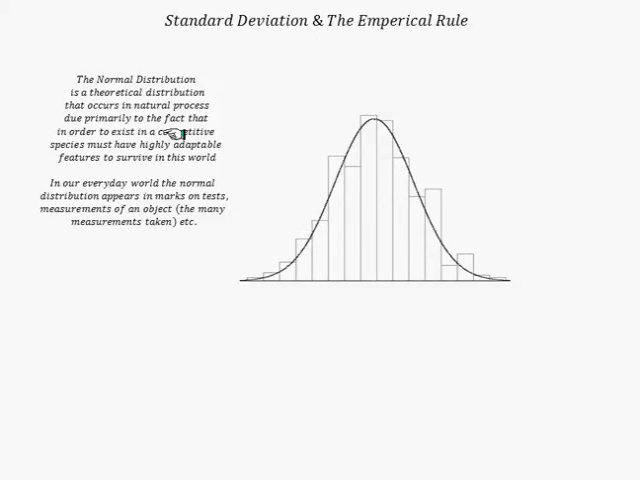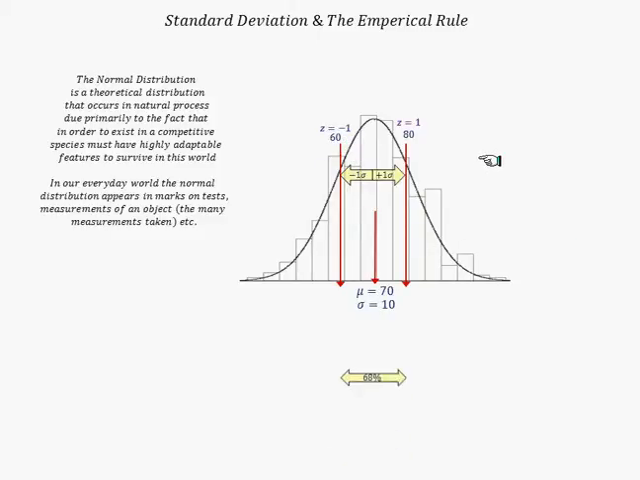On the left here we have the fact that the normal curve seems to occur extensively in a competitive world, in adaptation of species. And we're going to look at a case where the mean mu is 70, standard deviation 10. There's the center or mean. If we go one standard deviation to the right, that's plus 10, z equal to 1, and z is the number of standard deviations away from the mean in units of sigma, or 10. And on the left, minus 1 sigma, 60.